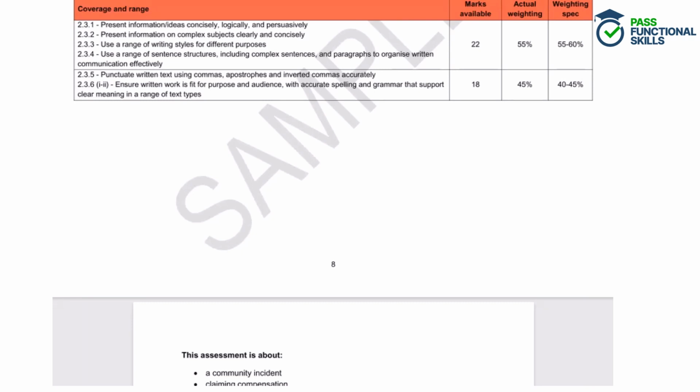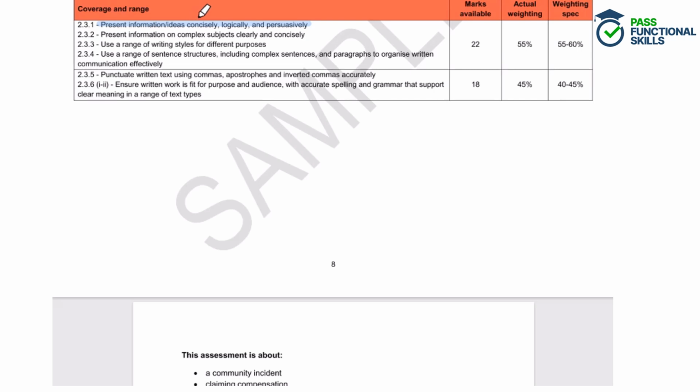Before we look at the tasks, let's have a look at the mark scheme to see what you'll be assessed on during your writing exam. So you'll need to present information and ideas concisely, logically and persuasively. What does this mean? Well, information refers to facts. So you'll need to include certain facts in your answer. And ideas means your own ideas and opinions.